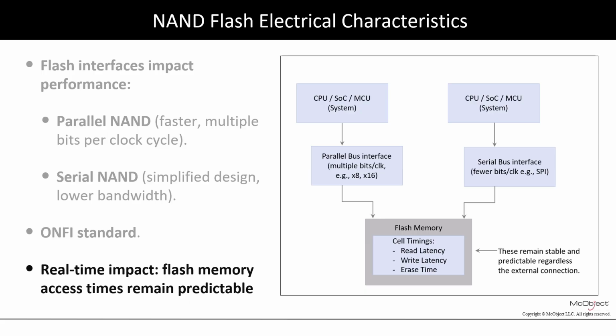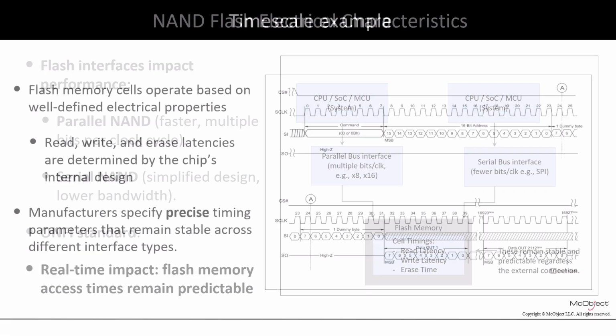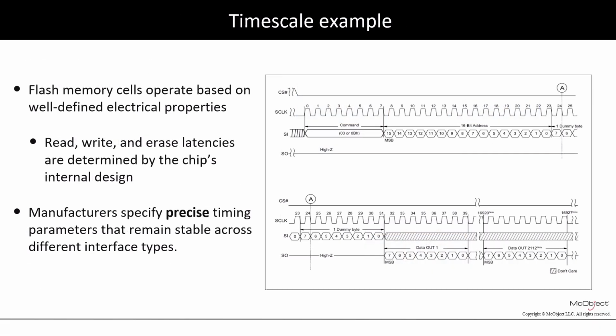Regardless of the connection method, flash memory access times remain predictable. Flash hardware is eminently suitable for real-time systems. Manufacturers specify precise time parameters for each operation, for example, chip select, serial clock, serial input, and serial output. It's the software stack on top of the hardware that needs to be made aware of real-time constraints.